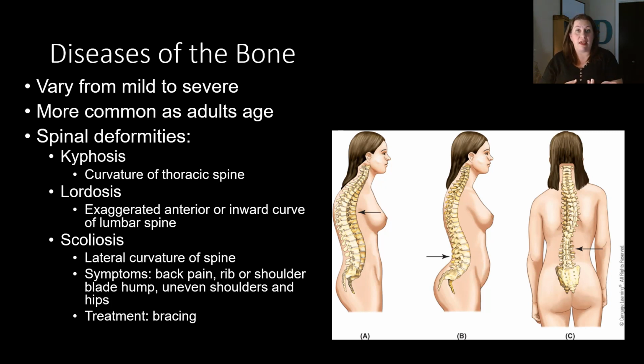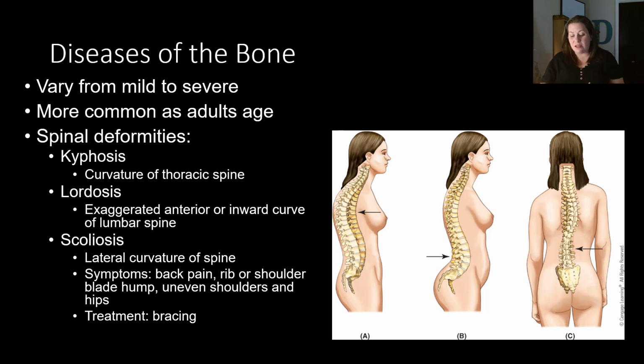Kyphosis is shown in A in this particular picture, and it's an exaggerated curvature of your thoracic spine. So we have cervical at the top, thoracic, lumbar, and then sacral, and it's the thoracic, that middle area that's part of your rib cage area. This also causes kind of a humpback to take place.